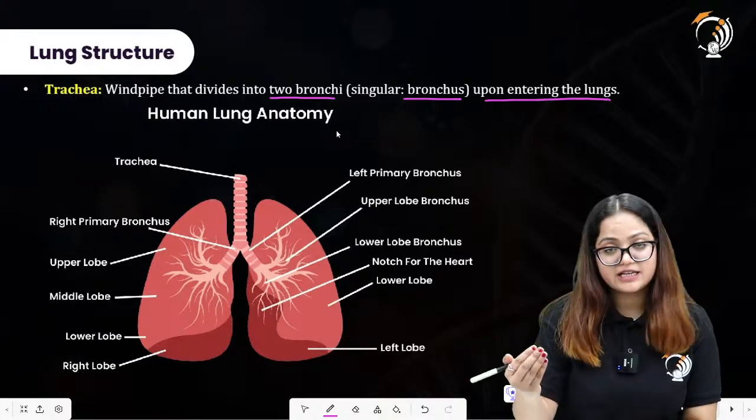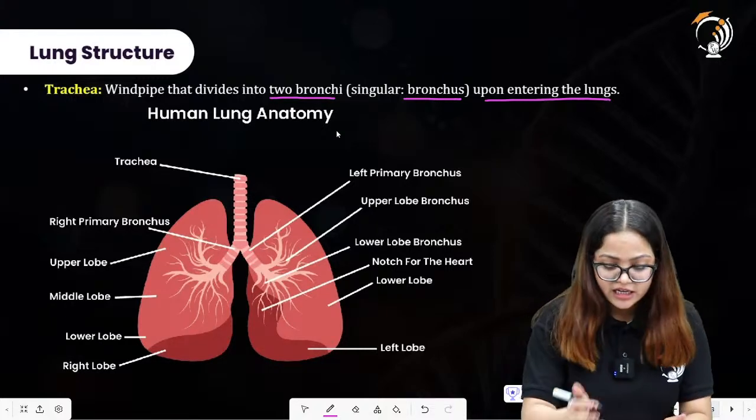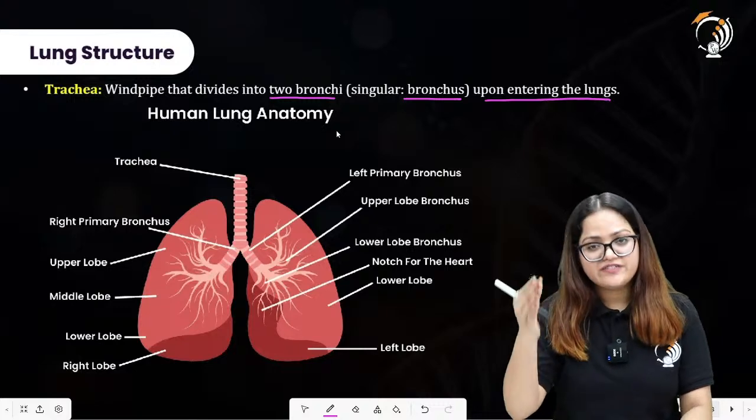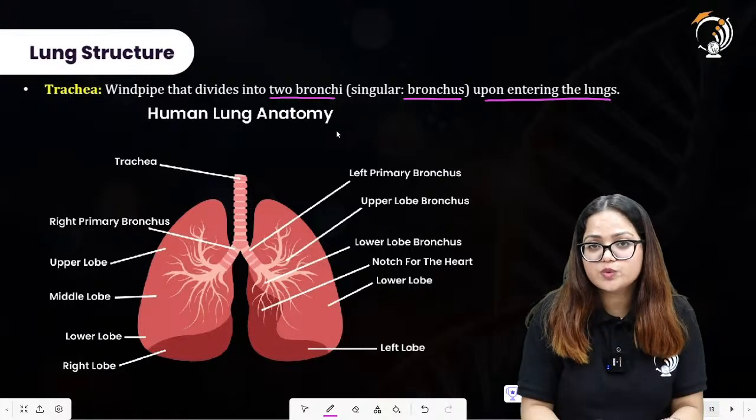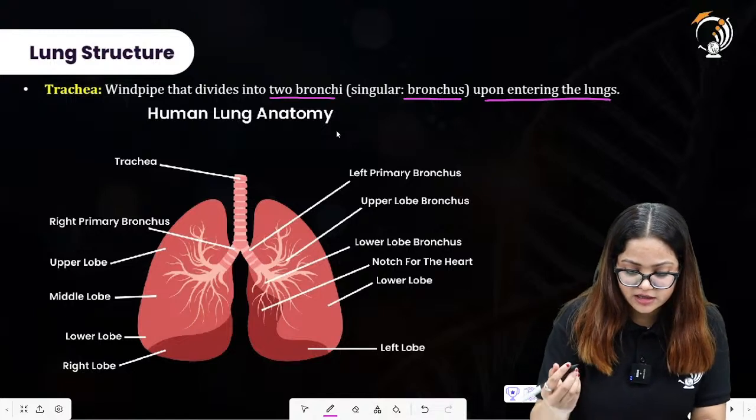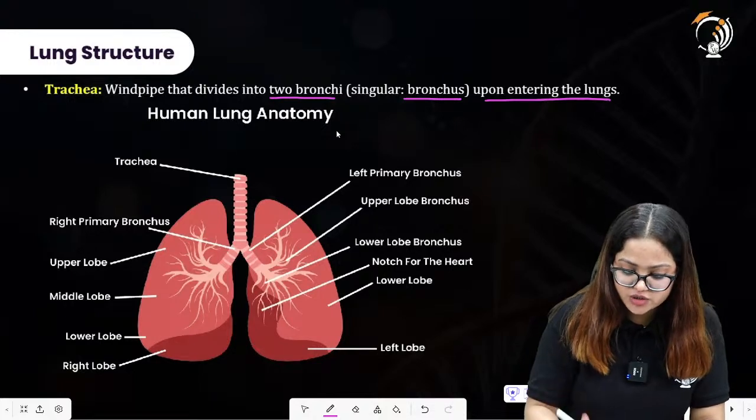You can easily tell left and right in this. The right hand side is actually the left hand side, and the left hand side is actually the right hand side, because that's how we view the human anatomy. Or you can say the human body structure here.